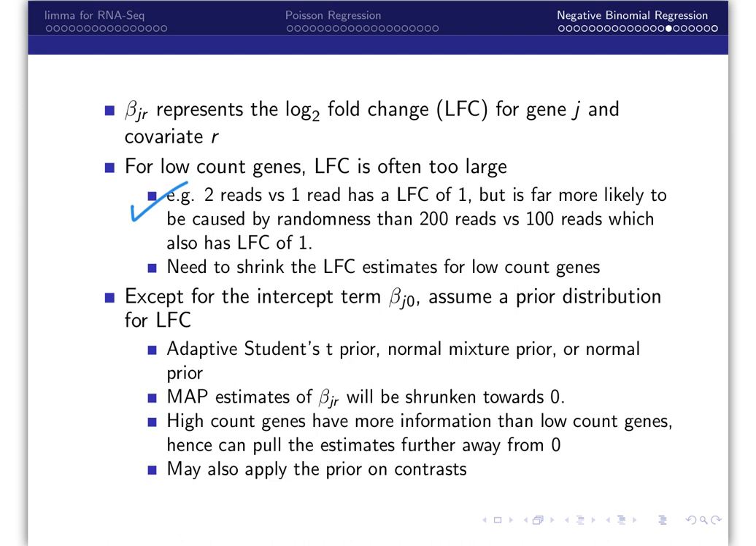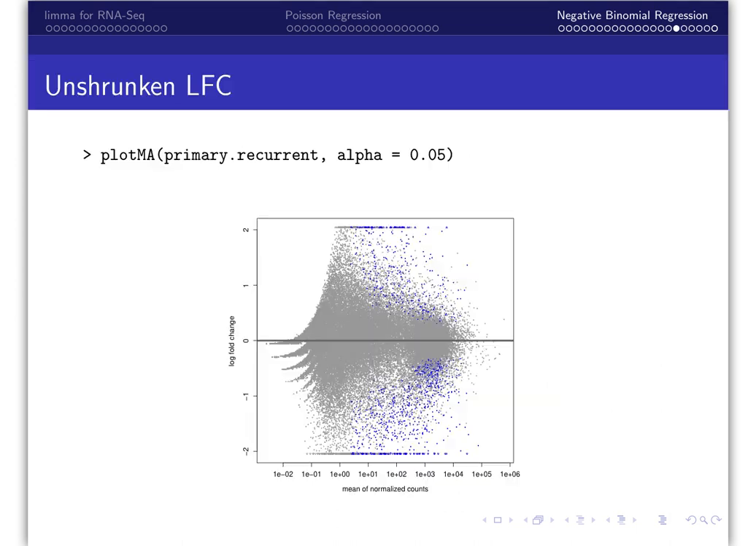We therefore want to pull the estimates towards 0 for low count genes, and we can do that using empirical Bayes, in which case a prior is put on the coefficients, except for the intercept. This could be an adaptive Student's t, normal mixture, or normal prior. The latter is no longer recommended. MAP estimates of the coefficients are shrunken towards 0, especially for low count genes. This shrinkage can also be applied to the contrasts.